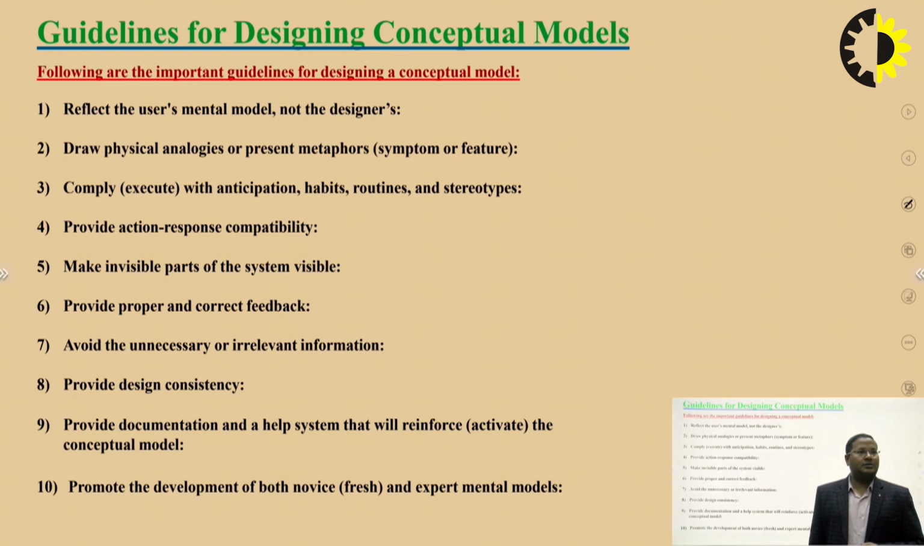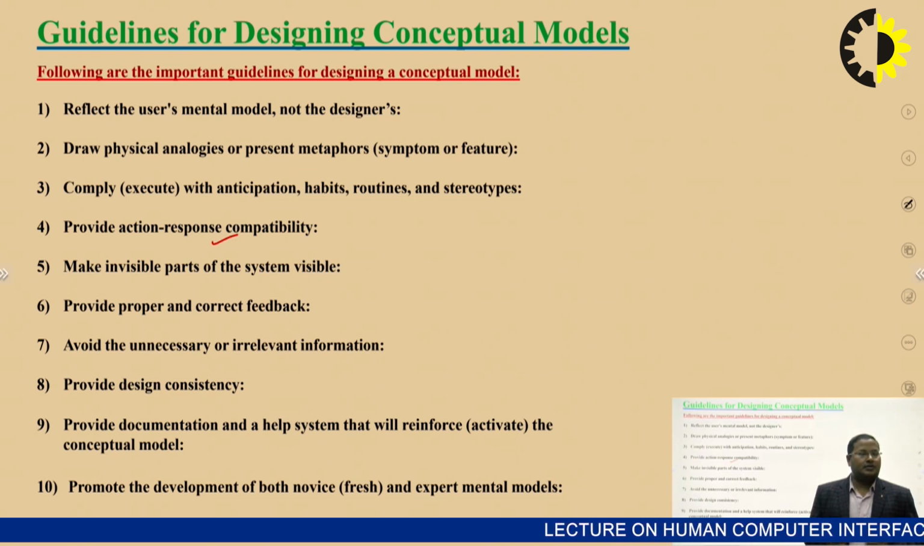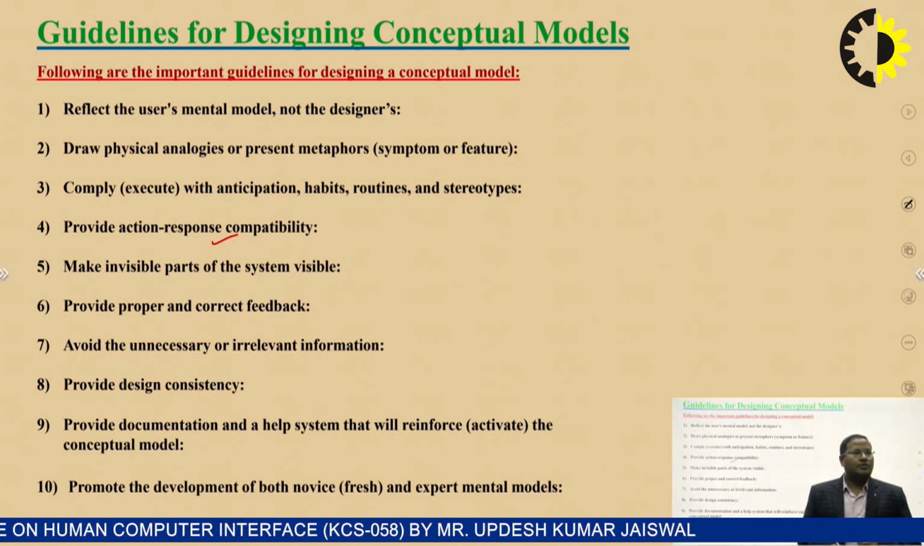The fourth guideline is provide action-response compatibility. Whatever action is performed, a response should be given quickly. Make invisible parts of the system visible. The parts of the system which are hidden, which are not used by the client, make those parts visible to the client, visible to the people so that they can use them frequently. So you are making an invisible part of the system visible to the customer.